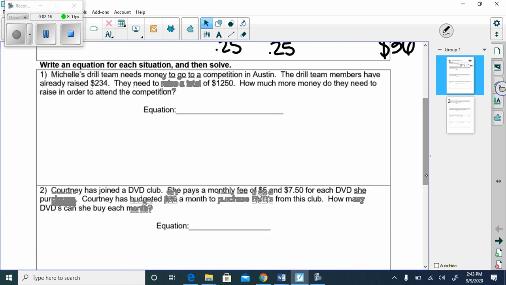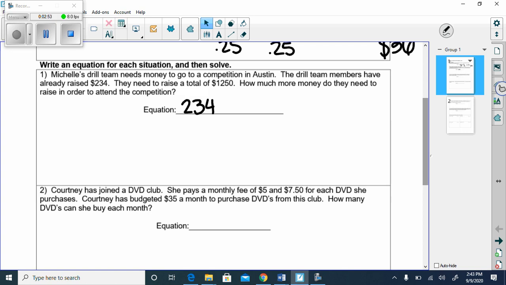Okay, this next one says that Michelle's drill team needs money to go to a competition in Austin. The drill team members have already raised $234. They need to raise a total of $1,250. How much more money do they need to raise in order to attend the competition? Okay, so they've already raised how much? $234. Okay.